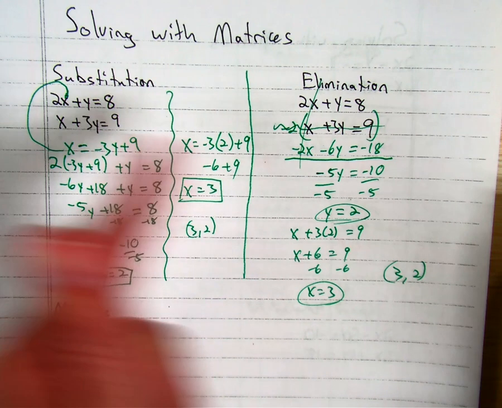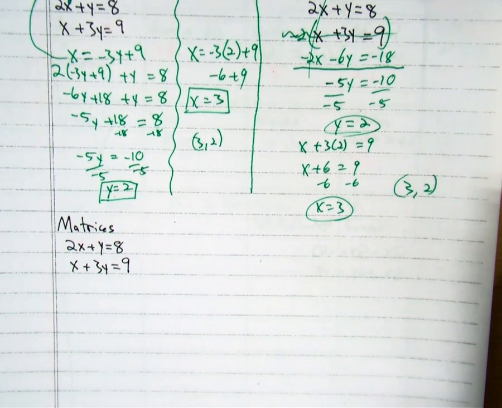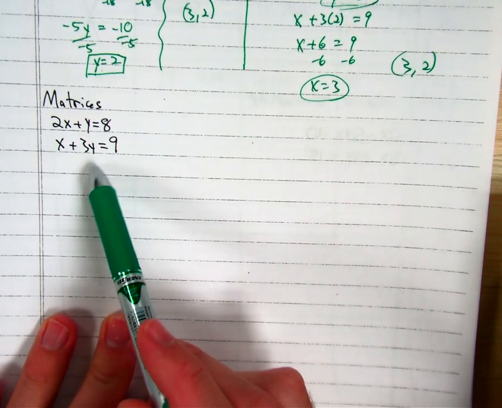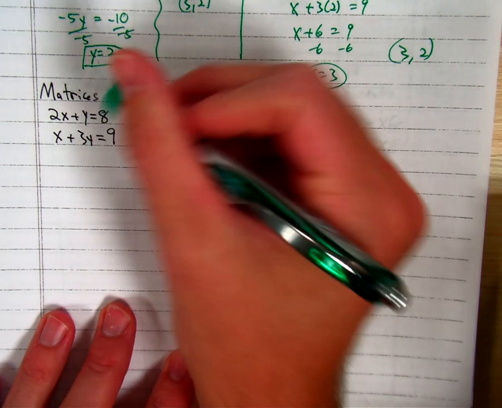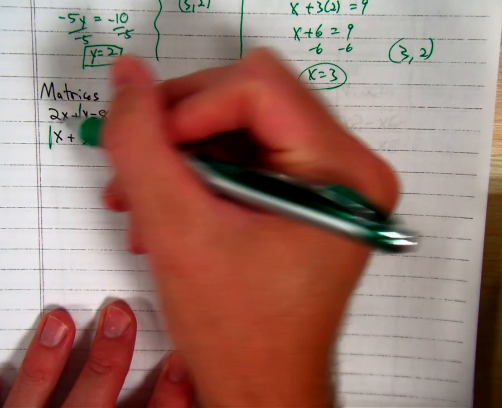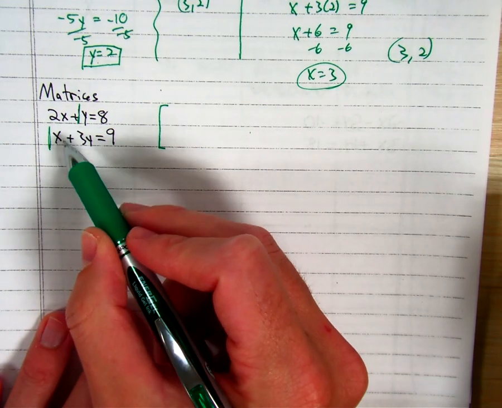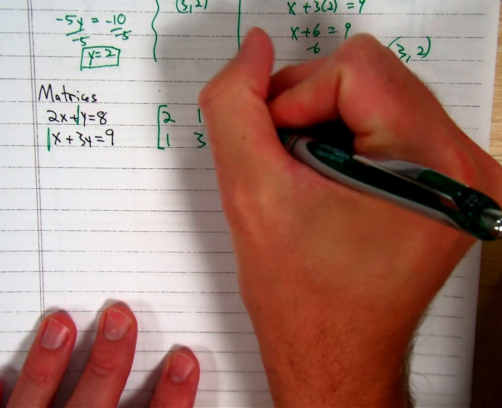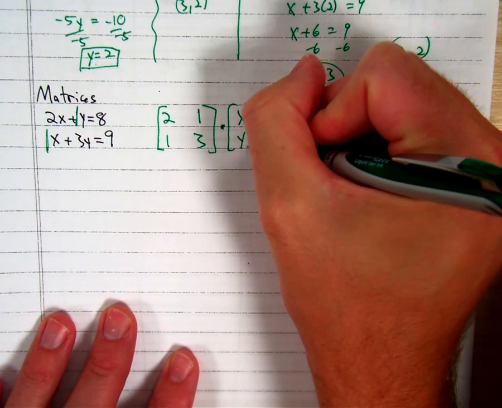Okay, so we've done the same system, substitution and elimination. And now we're going to go matrices and hopefully get (3, 2). So we can look at this and turn this into kind of a matrix equation. We're going to take the coefficients: 2, 1 (that's 1y), 1x and 3y. So you're just going to take the coefficients, or the numbers that would be attached to those variables. 2, 1, 1, 3 times x, y in a little tiny matrix.